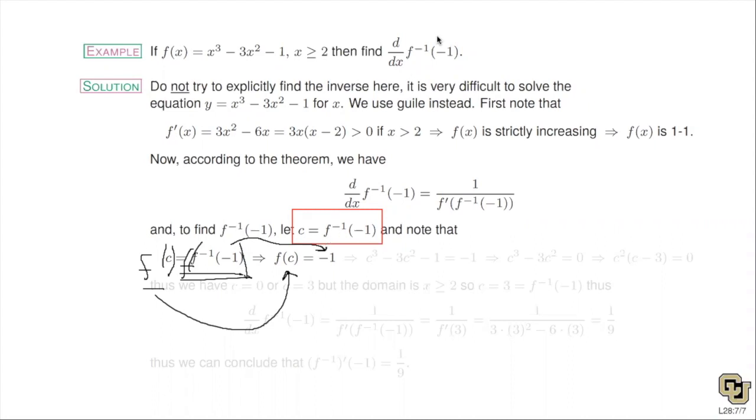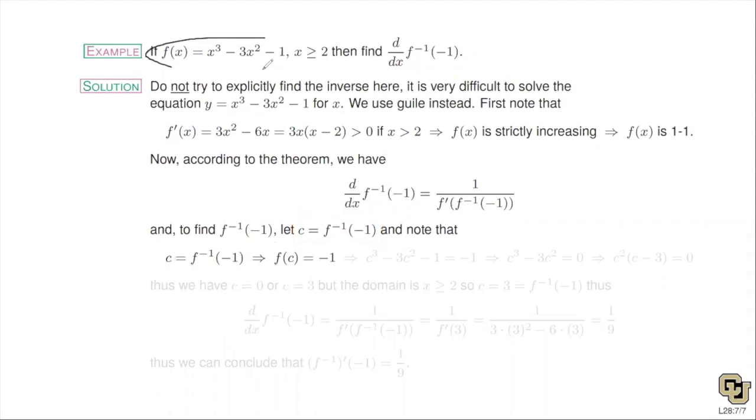Now I plug in for f of c because I know the function f of x. So here I can plug in c for x, and so f of c is c cubed minus 3c squared minus 1, which is equal to -1. And now I'm going to take this -1 and move it over to the other side. It becomes positive. 1 minus 1 is 0, so I get the equation c cubed minus 3c squared equals 0. I factor out the common term, and I get that c is either 0 or 3.